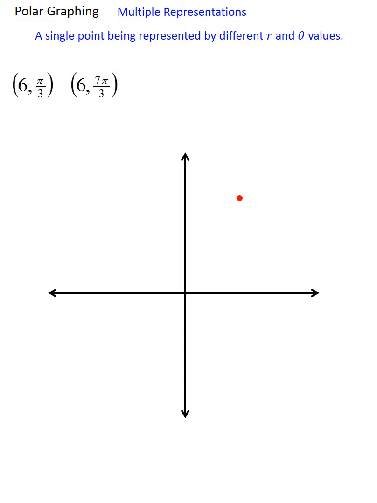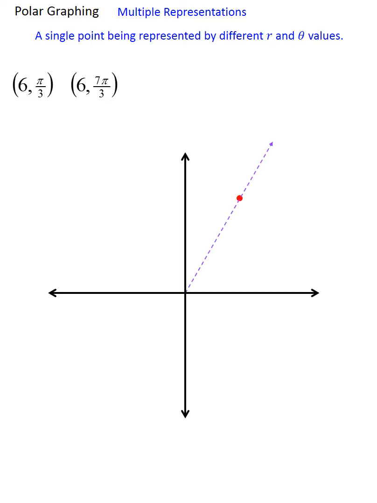So far we've looked at 2 different ways we could name this point. Now one might think that I've really just named it the same way. But let me remind you, even though pi over 3 and 7 pi over 3 are coterminal, they're definitely not the same number. Pi over 3 on a calculator works out to about 1.05. 7 pi over 3 works out to about 7.33. They're definitely different numbers, and therefore these two count as different representations. But they're not the only 2 ways to represent this point.